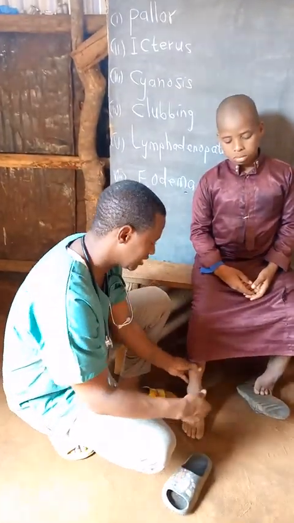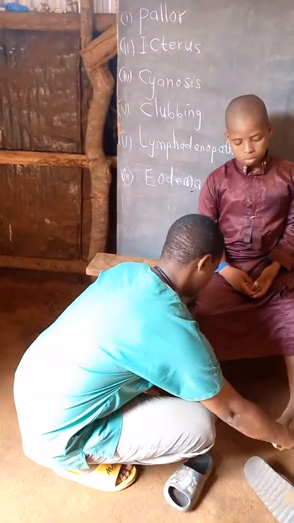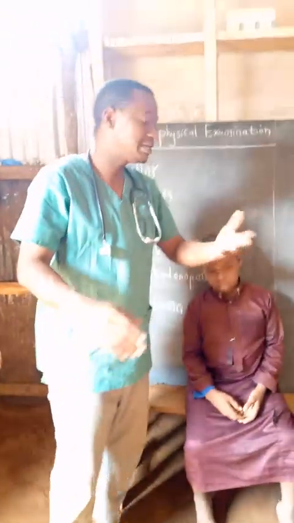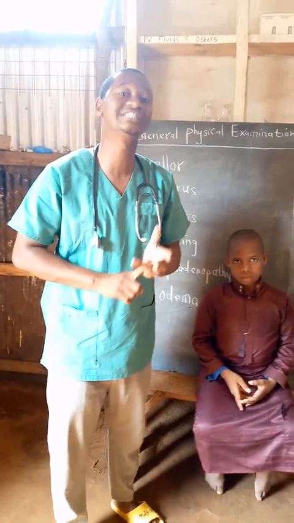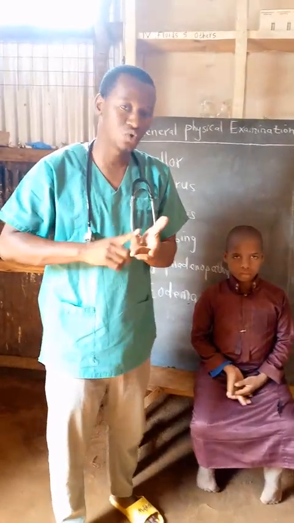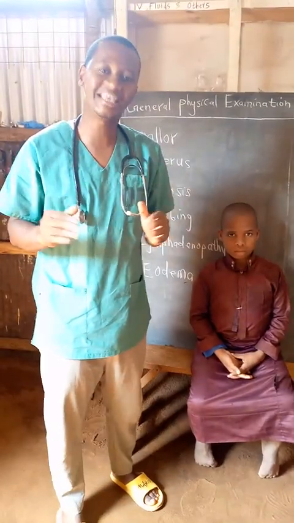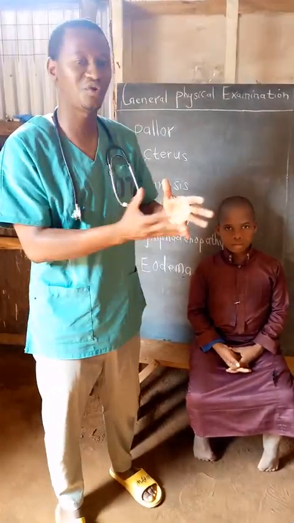You can also check at the lower leg here for edema. Now what is the cause of edema? Edema can be caused by cardiac failure, congestive heart failure, or renal causes, for example nephrotic syndrome, or liver pathology like liver cirrhosis, or maybe hypoproteinemia, and anemia.